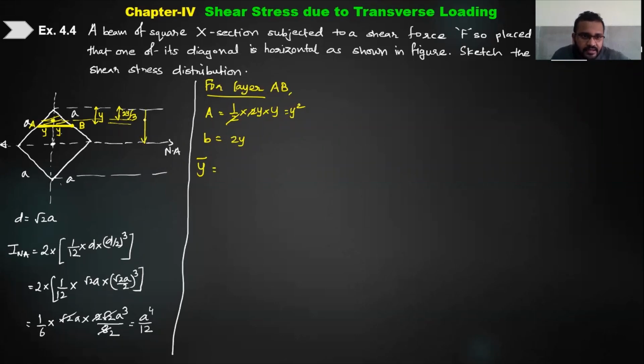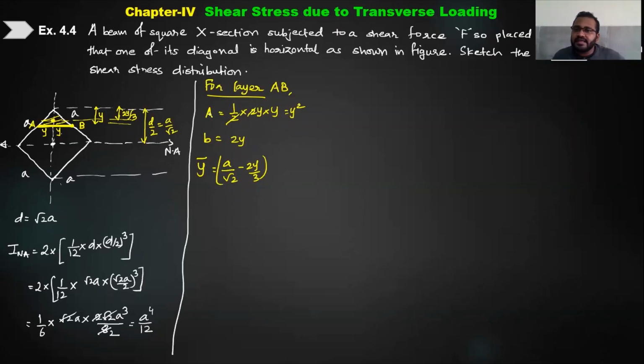Aur ye distance kitna hai? d by 2. d by 2 matlab a ke terms mein kitna hoga? a by root 2. Very good. a by root 2 minus 2y by 3. So can I write it is a by root 2 minus 2y by 3? Have you understood it? Yes or no? Yes sir.